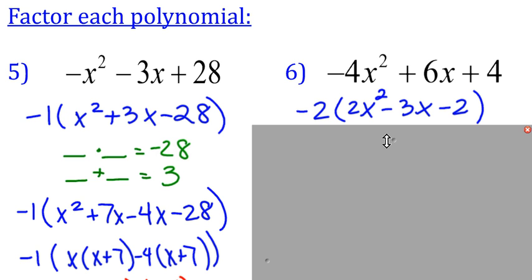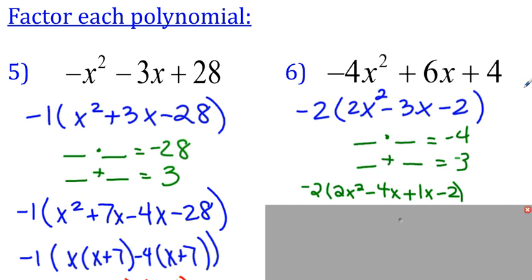So what I'm going to do is multiply my leading coefficient times my constant. What times what gives me negative 4, and what plus what gives me negative 3. So the numbers I can use would be a -4 and a +1.